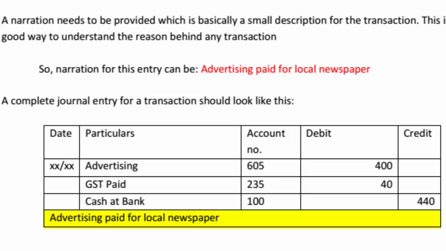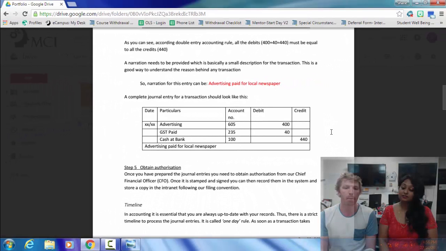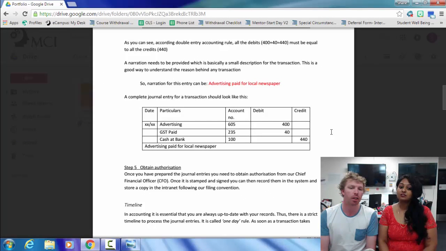Because you can see here it says advertising paid for local newspaper, we know that there's cash at bank and we know that there's advertising for a fact. And the information that tells us the transaction back on page 18 tells us that there's GST paid involved as well. So make sure that you go through your chart of accounts and go through the transactions in your support document. This will help you answer your assessment questions easily.